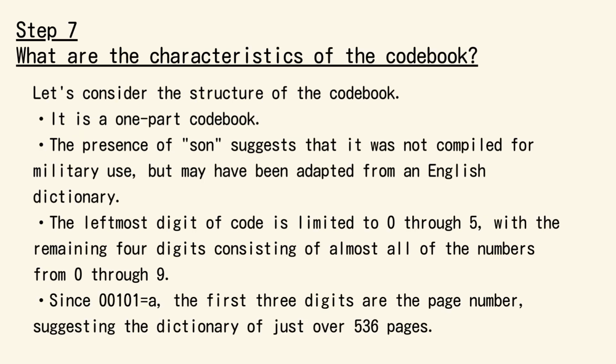Step 7. What are the characteristics of the codebook? Let's consider the structure of the codebook. First, it is a one-part codebook. Second, the presence of "son" suggests that it was not compiled for military use, but may have been adapted from an English dictionary. Third, the leftmost digit of the code is limited to 0 through 5, with the remaining 4 digits consisting of almost all of the numbers from 0 through 9. Fourth, since 00101 equals A, the first 3 digits are the page number, suggesting a dictionary of just over 536 pages.